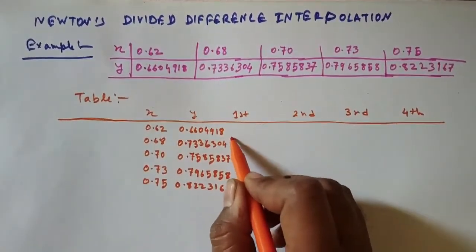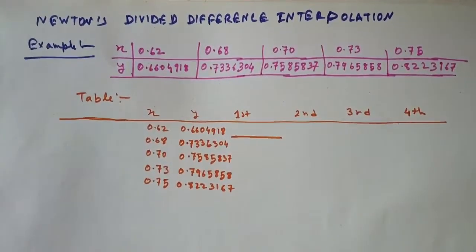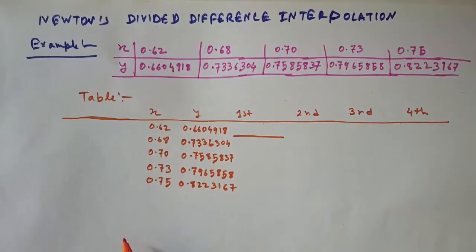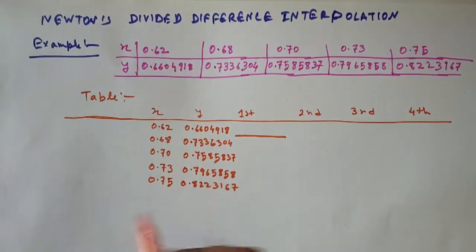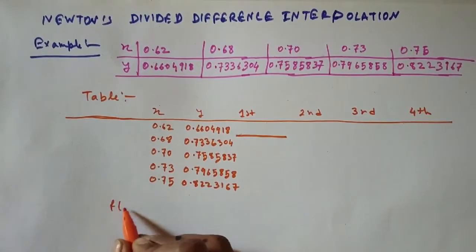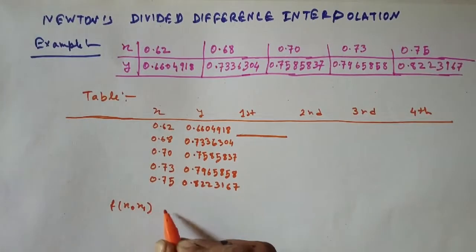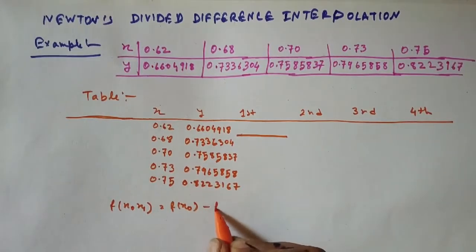Now for the first term, we need to find out the first term. This is the first term of x0 and x1. So it will lie between x0 and x1, row 0 and row 1. So first, how to evaluate it? Just write down the formula.